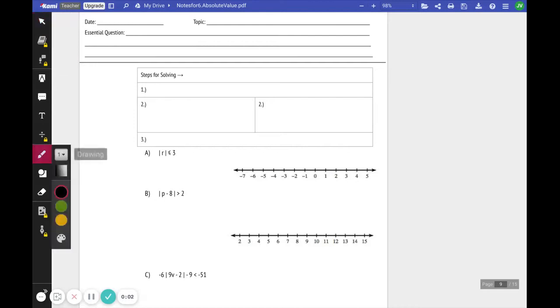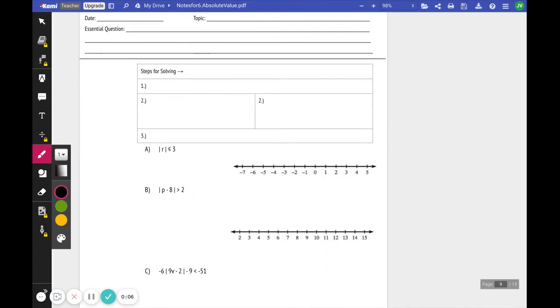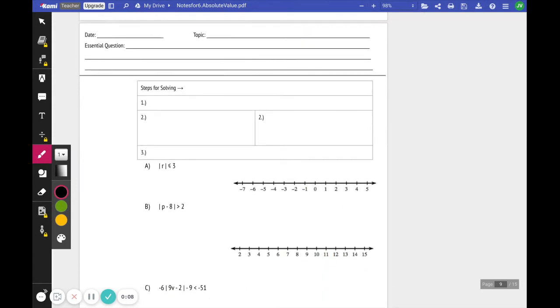Hello, we are on page number 9 of our pink note packet on absolute value, and we are going to talk about absolute value inequalities. Specifically, when do we use "and" versus when do we use "or"?